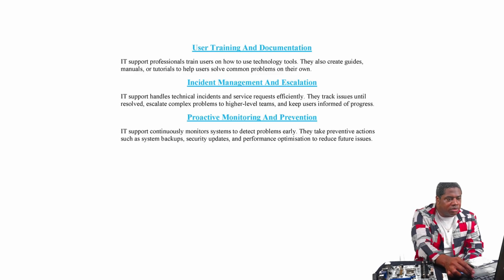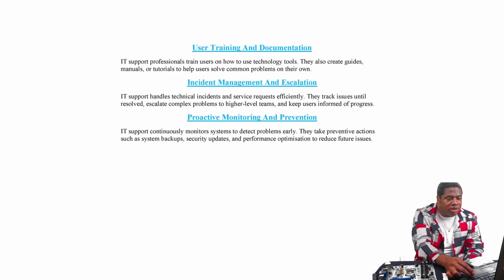Pretty self-explanatory. IT support handles incident management and escalation. IT support handles technical incidents and service requests efficiently. They track issues until resolved, escalate the complex problems to a higher level team, and keep users informed of progress.